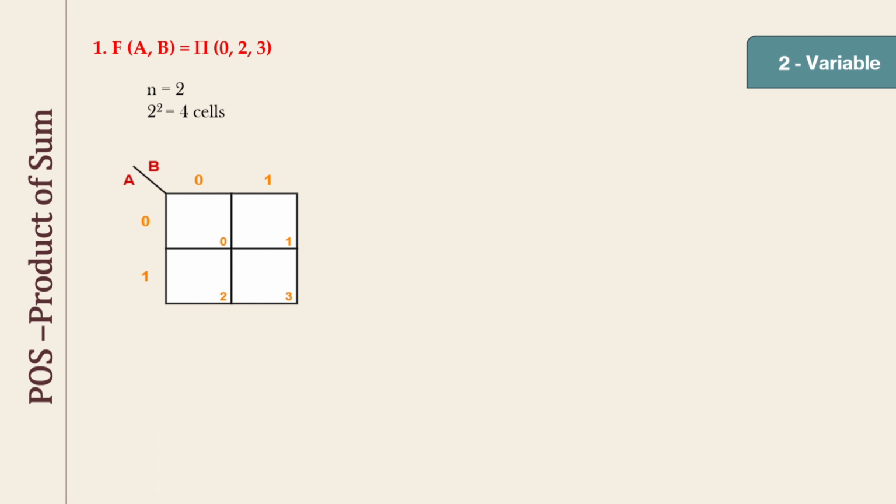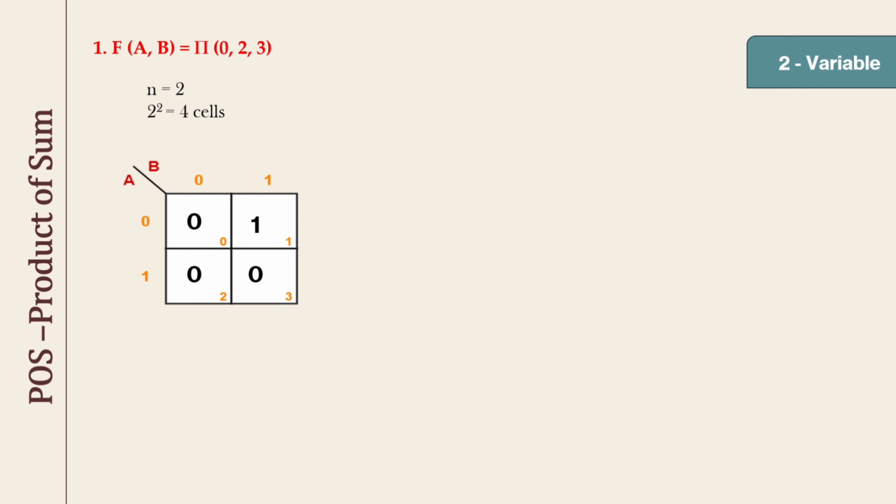Now here we have the K-map of 4 cells. Here we are considering A as row and B as column. We know that in the POS, the dominant value is 0. So we need to put logic 0 at the positions which are mentioned in the problem statement. Now, as per the problem statement, let us put logic 0 at the cells 0, 2 and 3, and the remaining cells will be filled with logic 1. Now let's move to the grouping.